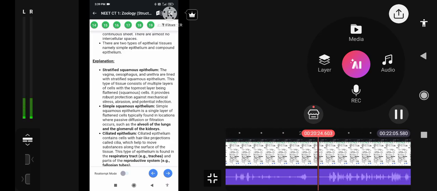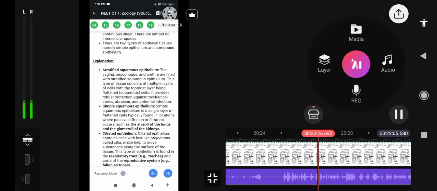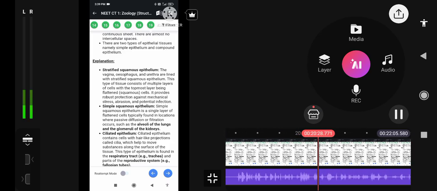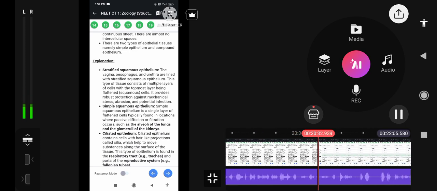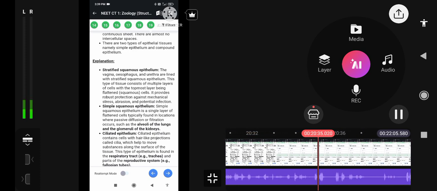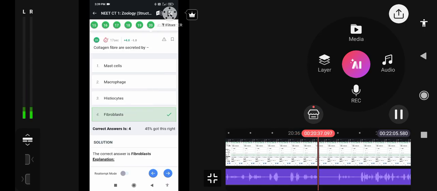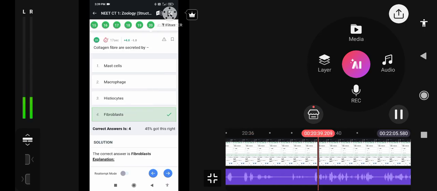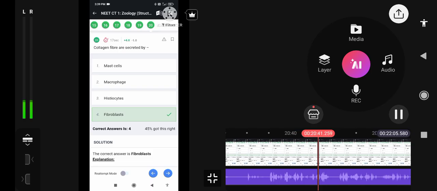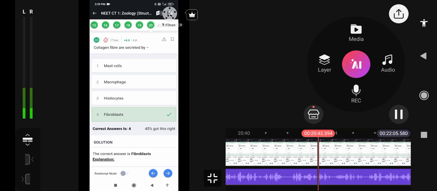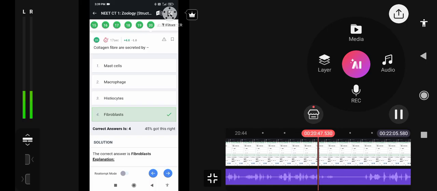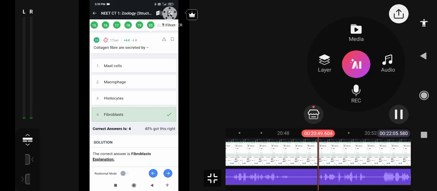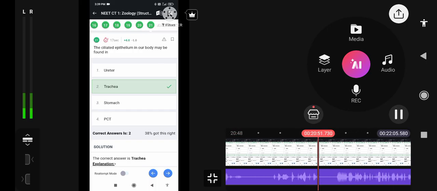Okay. Simple squamous epithelium is a single layer of flattened cells typically found in locations where passive diffusion or filtration occurs, such as the alveoli. Okay, question 20. Collagen fibers are secreted by fibroblasts. Fibroblasts make all kinds of fibers. Histiocytes no, macrophages no, mast cells no. Okay, so fibroblasts make fibers.